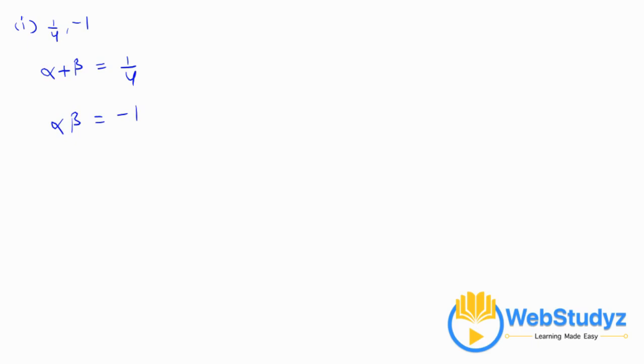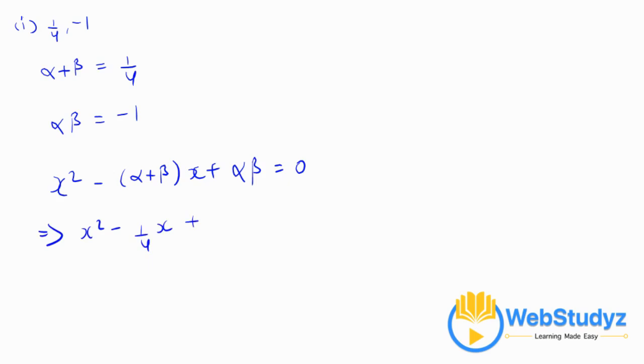If alpha and beta are zeros of any quadratic polynomial, then the quadratic polynomial can be directly written as x square minus (alpha plus beta) into x plus alpha into beta equals 0. Putting values here, we get x square minus (alpha plus beta is 1/4) into x plus (alpha beta is -1) equals 0.